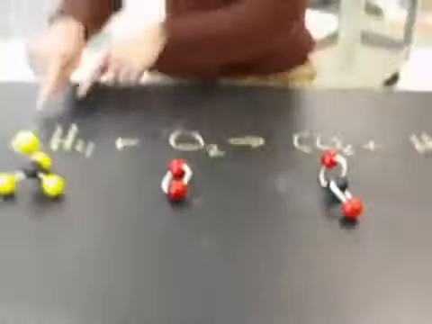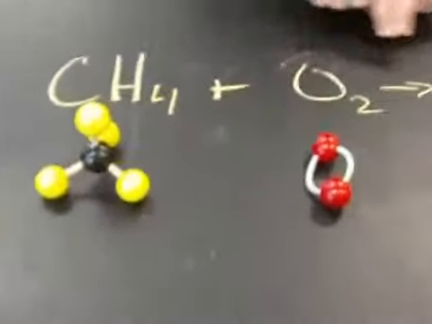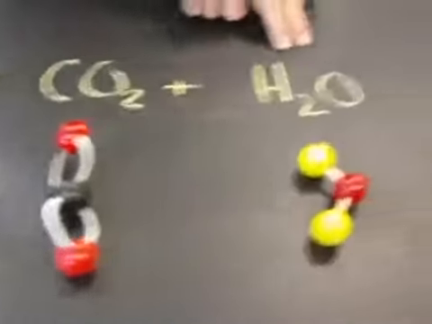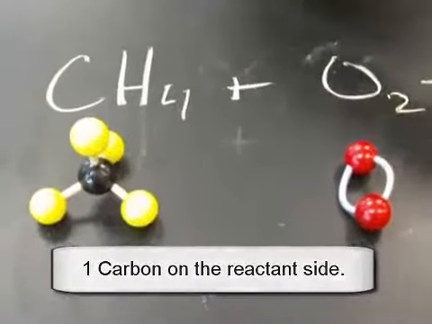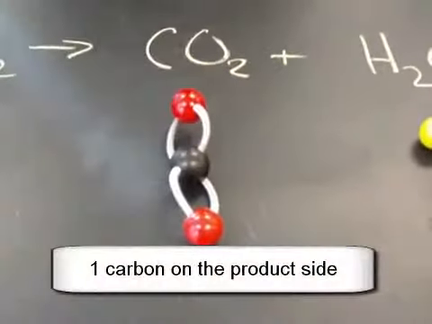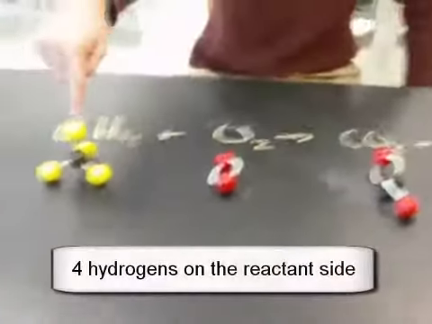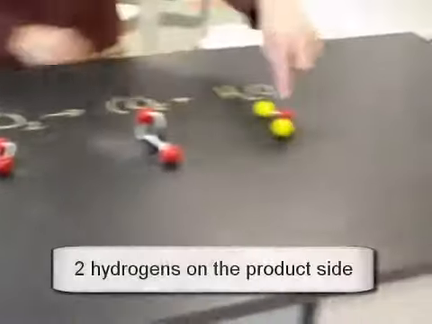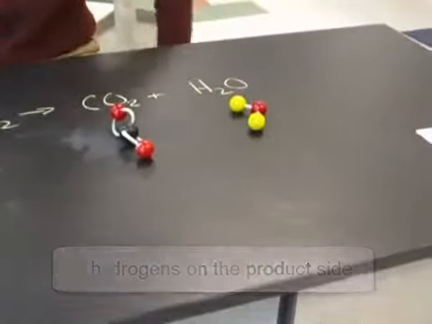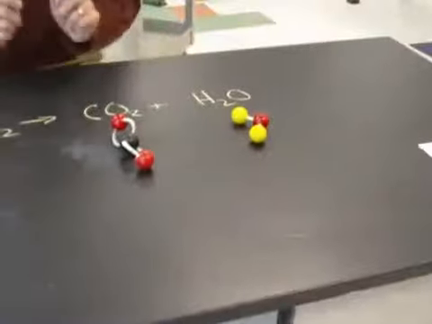So let's look and see what we have here. We have CH4, that's methane, reacting with oxygen to form carbon dioxide and water. Now let's count the atoms that we have. If we look on this molecule here, I have one black carbon atom. Okay? Over here, I have one black carbon atom. So our carbon currently, we have one on either side of the arrow. Let's look at our hydrogen. 1, 2, 3, 4 hydrogens on this side of the arrow. Over here, we have 1, 2 hydrogens on that side of the arrow. If I have 4 on one side and I have 2 on the other side, that equation is not balanced.